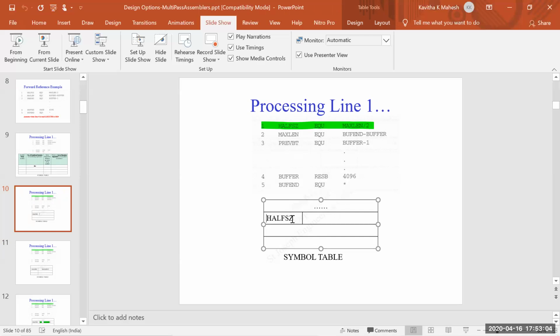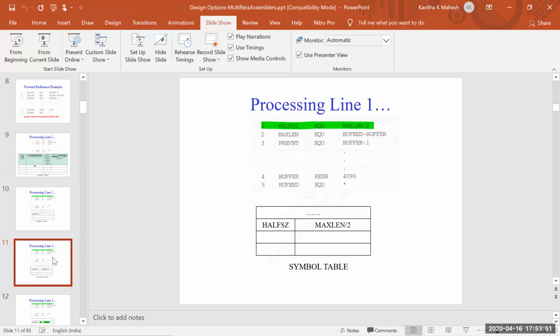Along with the symbol, what do we keep in the symbol table? We also have to keep its value. So what is the value of the symbol here? The value is given by the EQU statement, and the expression that defines the value of halfset is maxlen by 2. So can we estimate the value of halfset now? It is not possible to estimate the value of halfset at this point because we don't know the value of maxlen. Where is maxlen defined? Please note, the definition for maxlen appears only in the second line. Okay, so we can't keep the value of halfset as of now. So what do we do? We keep the expression that defines halfset in the place of the value. I show it in the following slide.